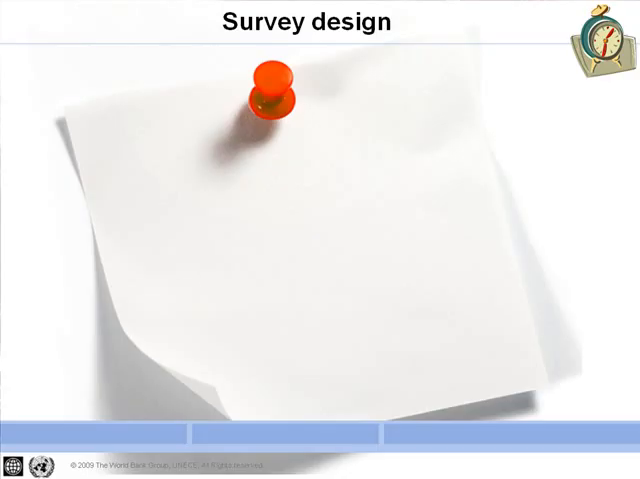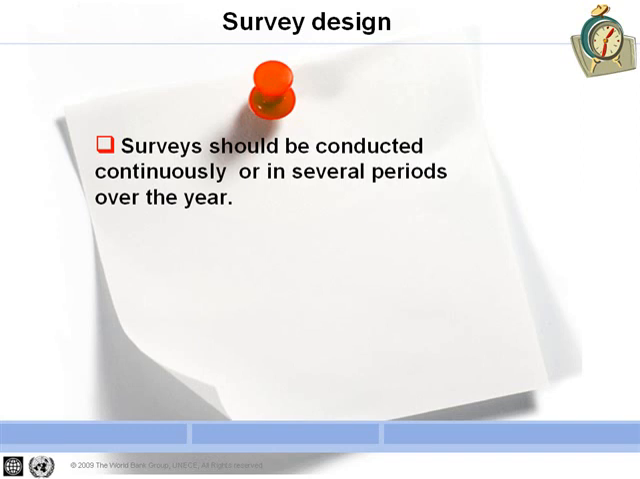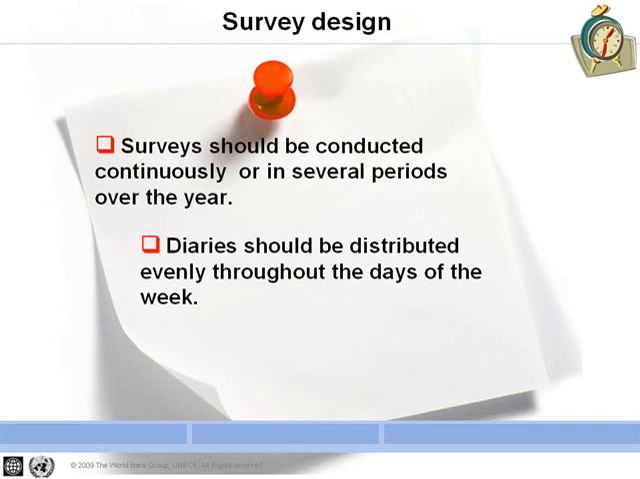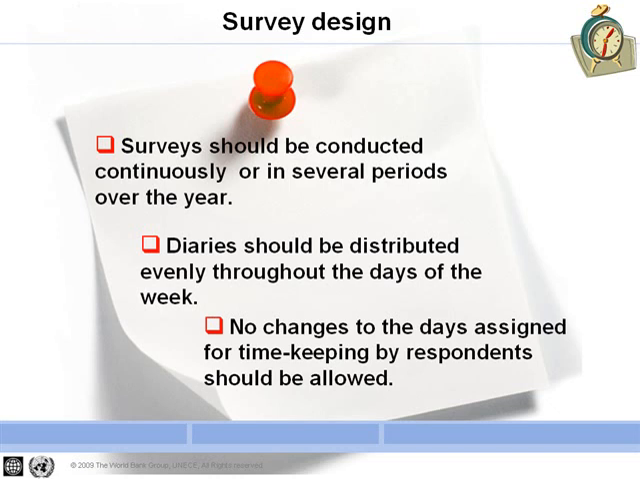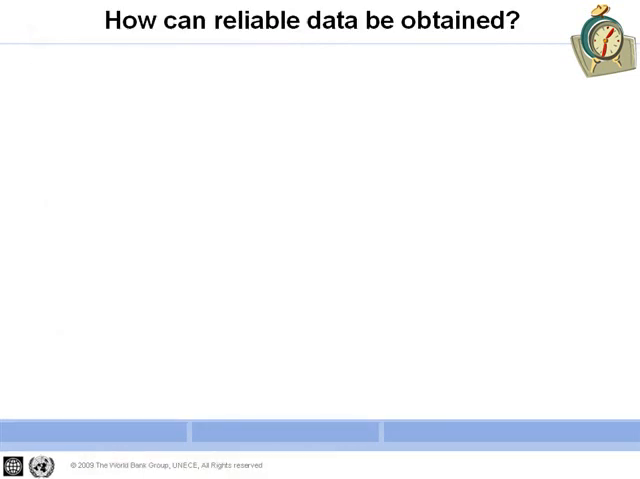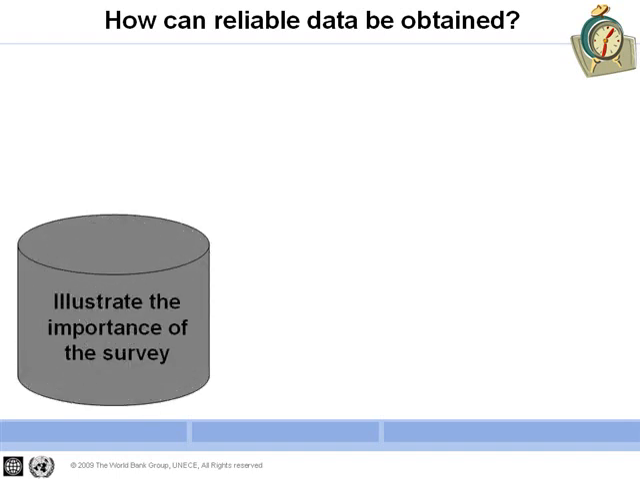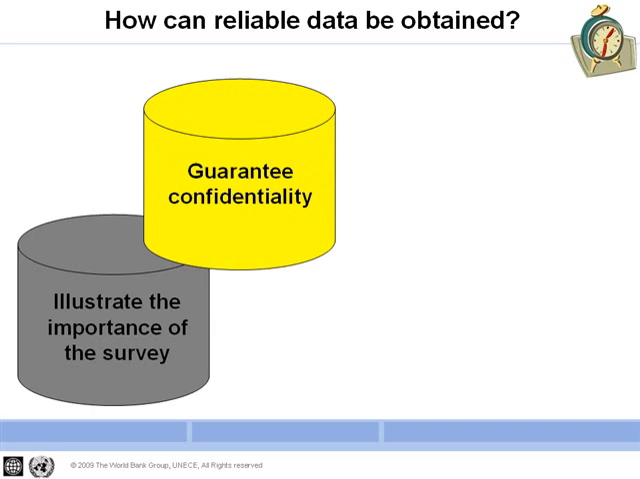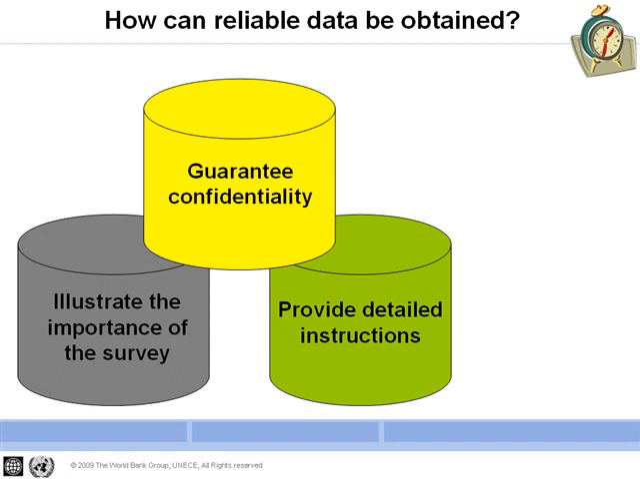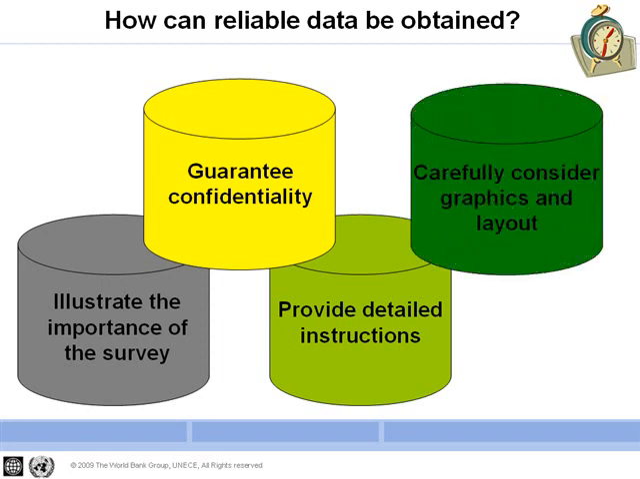To take into account seasonal variations and variations in the activities undertaken on different days of the week, surveys should ideally be conducted continuously, or otherwise in several periods over the year, and diaries should be distributed evenly throughout the days of the week. No changes to the days assigned for timekeeping by respondents should be allowed. Keeping a time diary can be quite time-consuming for respondents. In order to obtain reliable data, it is important to encourage cooperation by illustrating the importance of the survey and guaranteeing confidentiality. It is also important to provide detailed instructions and to give examples of how to record activities in the diaries. Graphics and layout should not be overlooked.